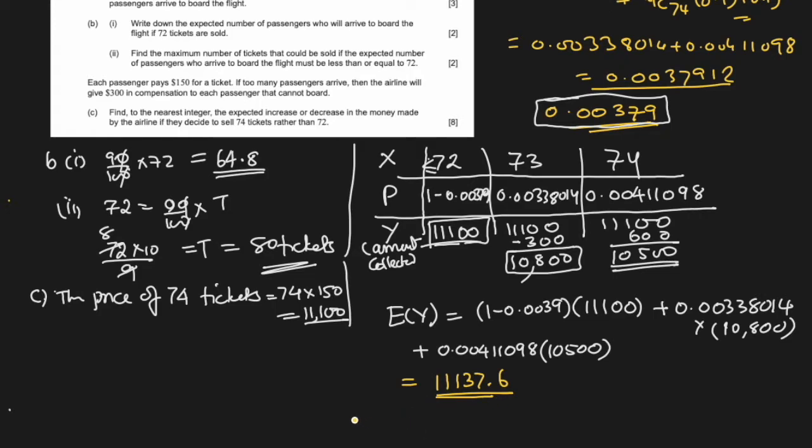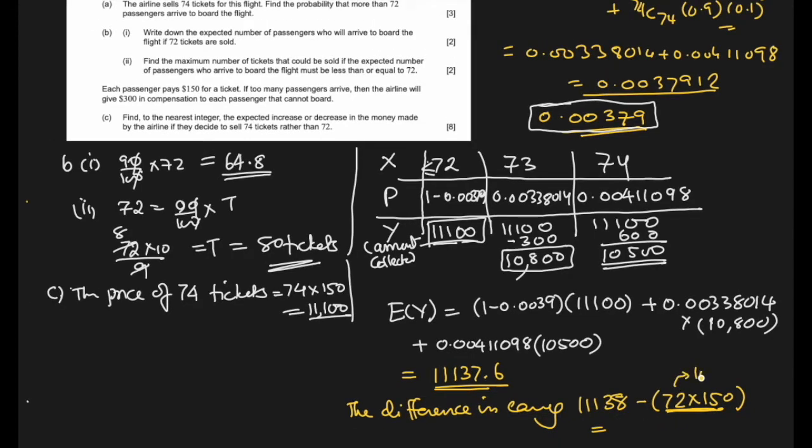So the profit, the difference in earning will be 11137.38 minus the original. If they would have sold 72, this would be their collection, right? 72 tickets at 150 each. This will be 10,800, so it will be 338. They will earn more, $338, if they sell 74 tickets.